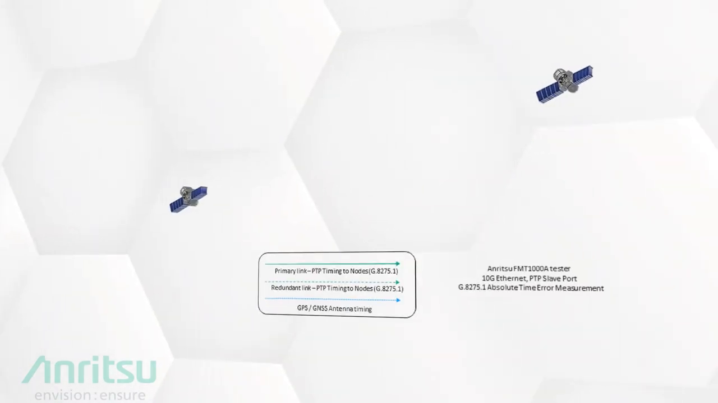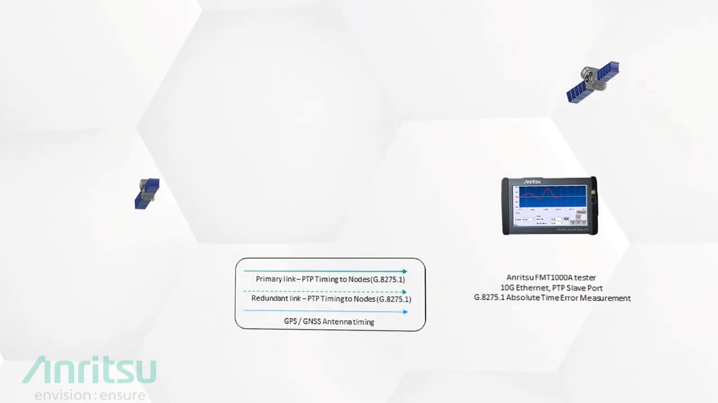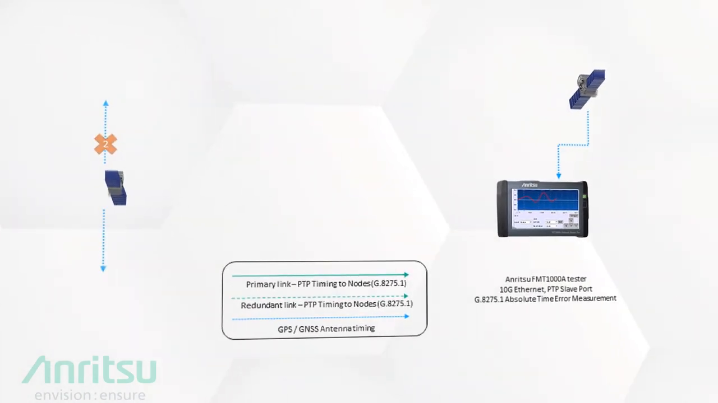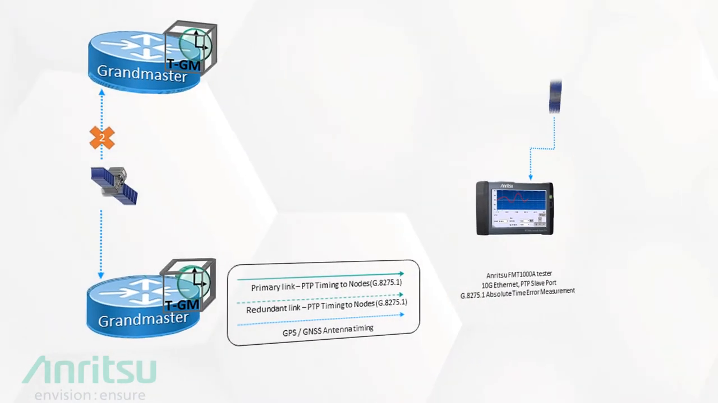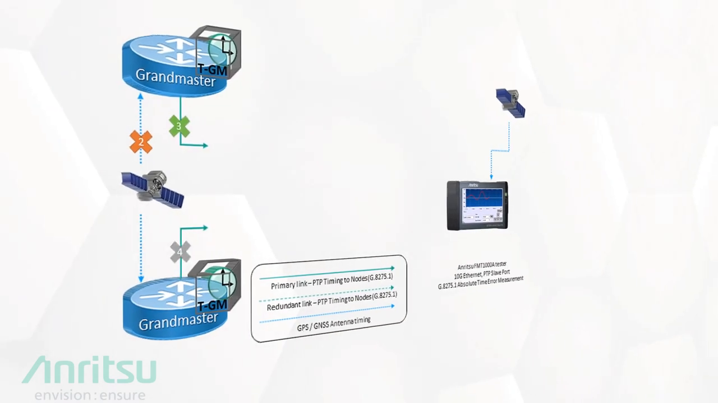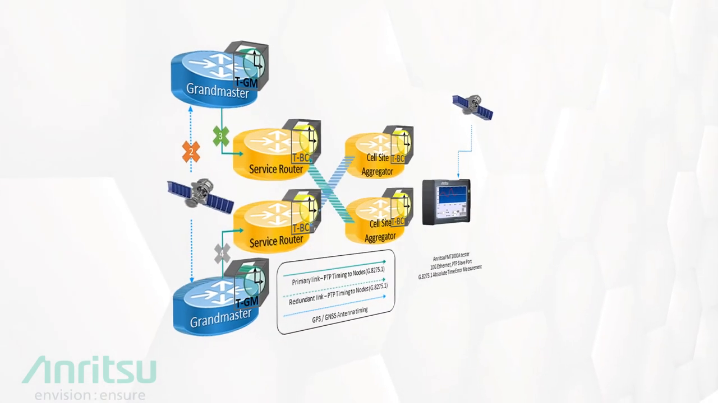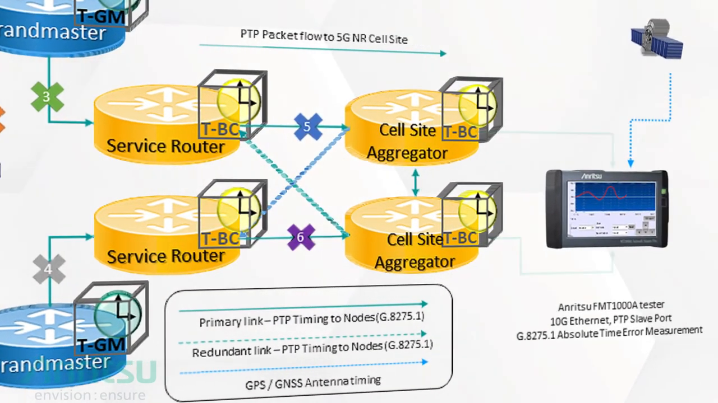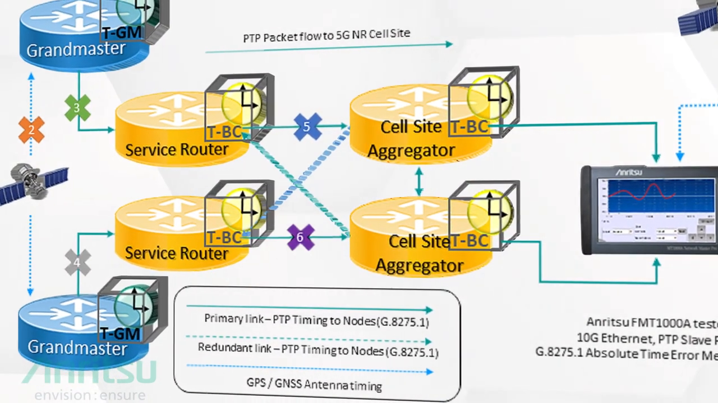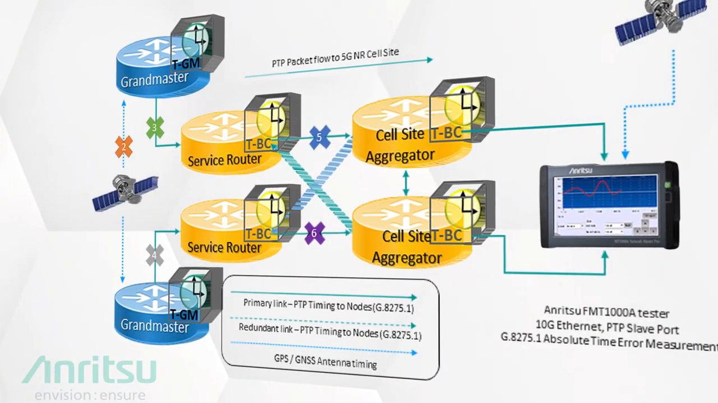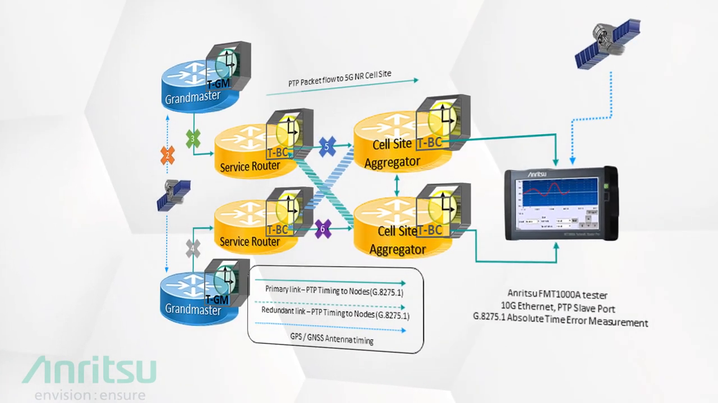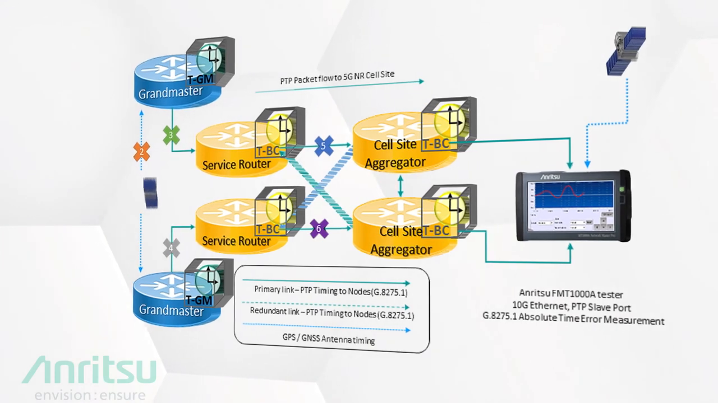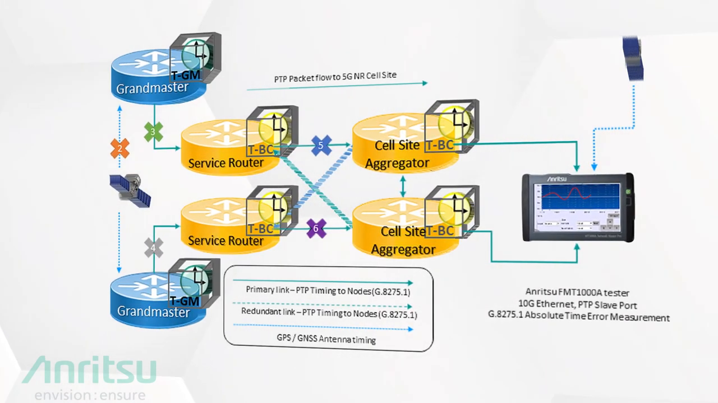Anritsu developed 6 specific test use case scenarios designed to verify the performance and configuration of the edge PTP network timing and synchronization. Anritsu recommends performing this measurement on the last boundary clock router facing the 5G NR cell site. Each use case utilizes the Anritsu MT1000A Network Master Pro with an atomic clock oscillator built in as a GPS-disciplined oscillator to execute the measurement while introducing service disruptions at specific points within the PTP network.